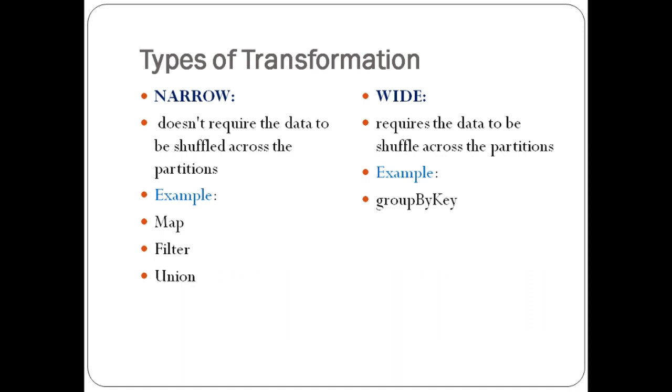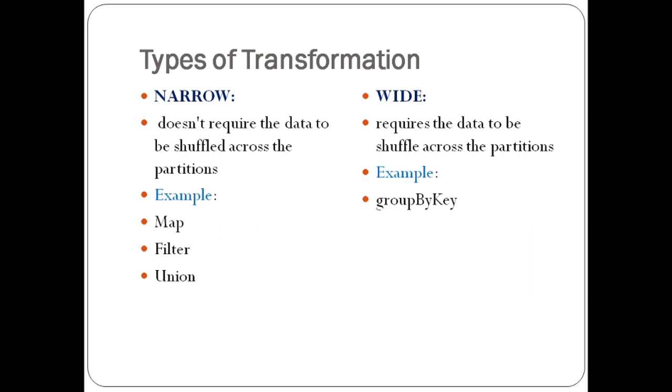As we know, an RDD is nothing but a number of partitions, and each partition is distributed across the cluster. So if you perform any narrow operation, data exchange from one partition to another partition will not happen. There will be no data shuffling between partitions. That type of transformation is called a narrow transformation. For example, map, filter, union. If you do map, data exchange between partitions will not happen. Filter is the same, union is also the same.